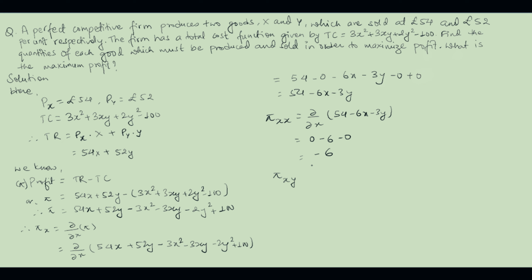Now the profit derivative with respect to x and then y. Profit with respect to x is 54 minus 6x minus 3y. Then what you'll get is 0 minus 0 minus 3. It is minus 3. Now similarly, profit with respect to y, that is del by del y, and the function is 54x plus 52y minus 3x square minus 3xy minus 2y square plus 100.